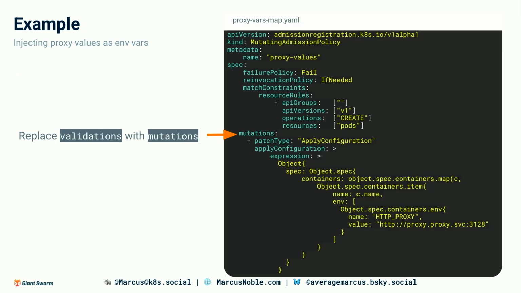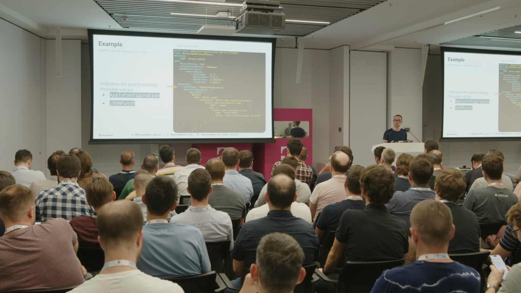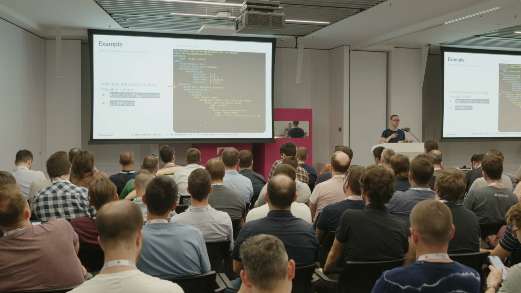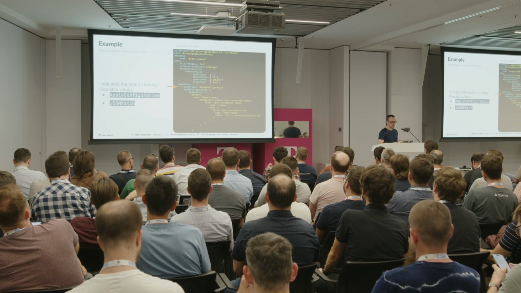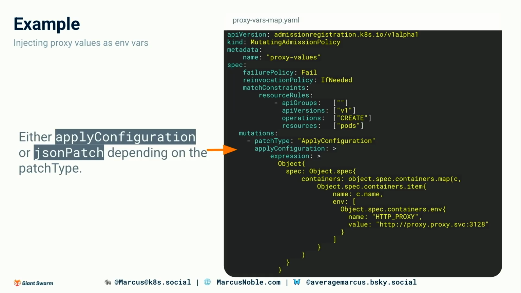And then we've got mutations. So rather than validation, we've got mutations, and it's mostly the same but slightly different. So we've got this patch type. As I said, we've got apply configuration or JSON patch. In this example, I'm going to use apply configuration because it's kind of the easiest to explain. This is the same sort of strategy that's used when you do a kube control apply YAML file. So we define here our apply configuration. If my patch type was JSON patch, this would also be JSON patch.